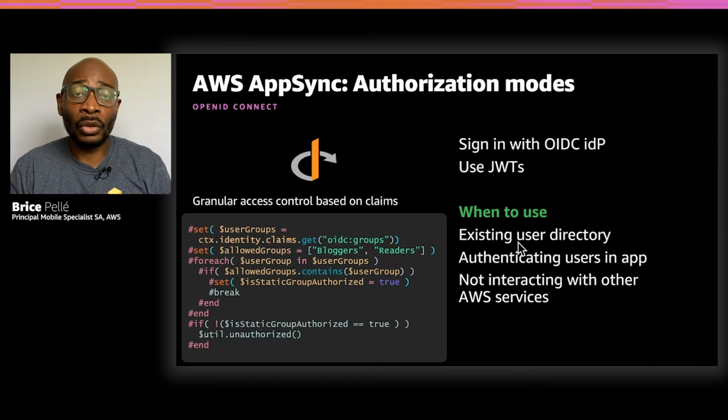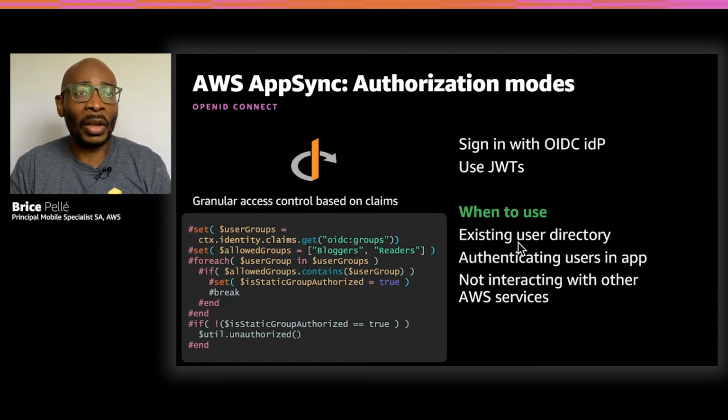The other thing to mention here, the one difference with Cognito user pools, is that Cognito user pools can actually be used to exchange to get AWS credentials. This is not something that you would be able to do with your OIDC identity provider. So it's a good mode to use, but just keep in mind that you wouldn't be able to interact directly with other AWS services. And just like with Cognito user pool, you can implement your granular access control using the claims that are available in the identity object that is made available to your resolvers in AppSync.